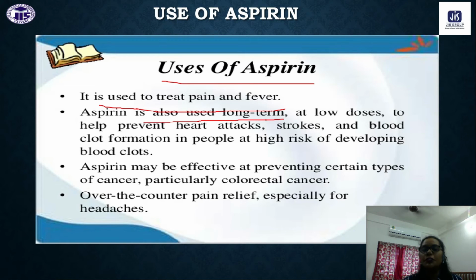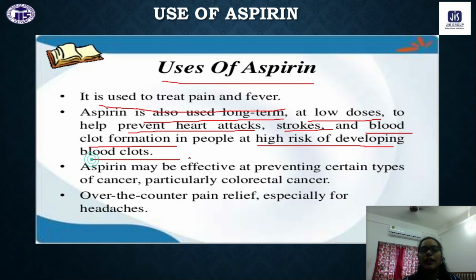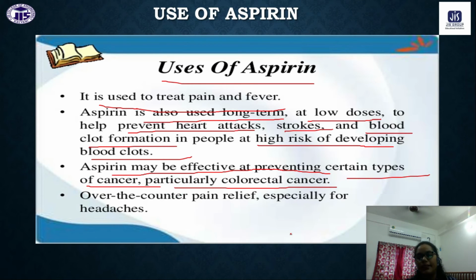Aspirin is also used long term at low doses to help prevent heart attacks, strokes, and blood clot formation in people at high risk of developing blood clots. So people who have a problem regarding the risk of blood clotting can also benefit from aspirin. Aspirin may be effective at preventing certain types of cancer, particularly colorectal cancer. If we have rectal cancer, aspirin may be taken for this cancer.